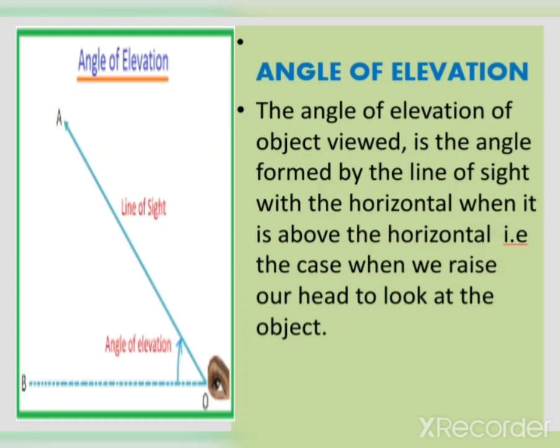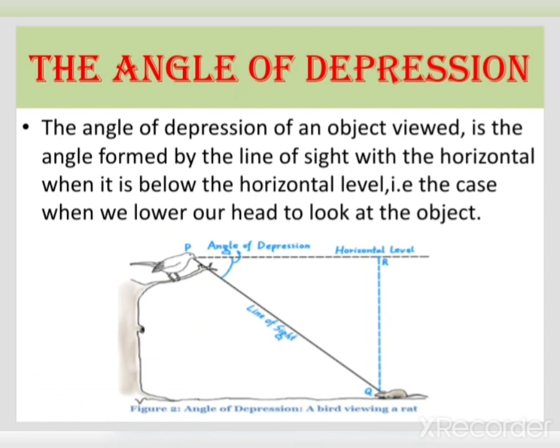The angle of elevation. The angle of elevation of an object viewed is the angle formed by the line of sight with the horizontal when it is above the horizontal. That is the case when we raise our head to look at the object.